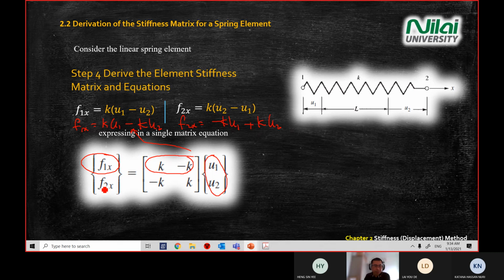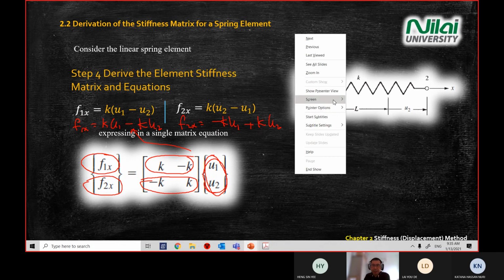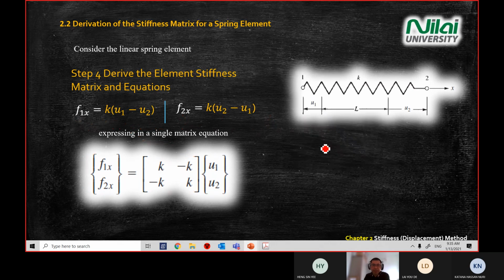And then the second equation is this one. You take this one times this one. Then you get the second equation. All right. So far, both of you all right? Ask me a question if you don't understand.